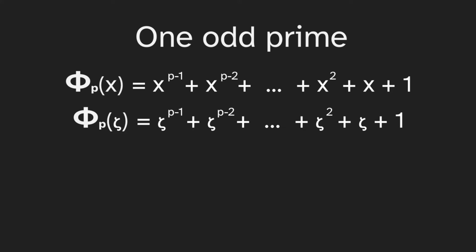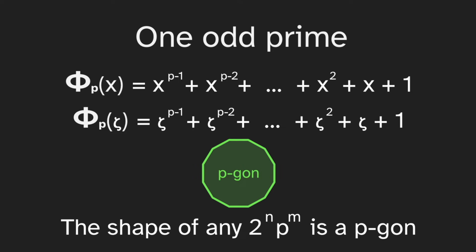And if we take zeta as an input, we just get all of the pth roots, which are p points spaced evenly around the unit circle, which means that we get a p-gon. So the shape of any 2 to the n times p to the m is a p-gon. And this is why 3, 6, 9, and 12 all gave us a triangle.